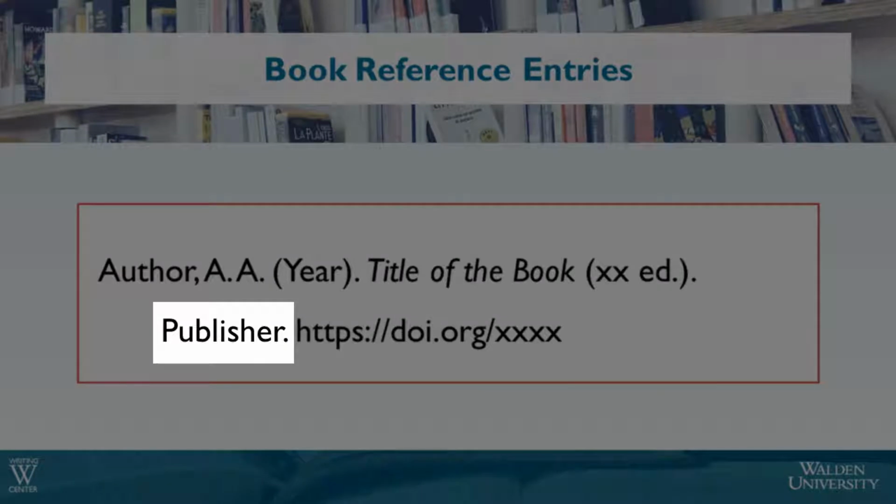Next, include the book's publisher. Note that you'll use the most specific publisher. For example, you might have a larger publishing house that has a smaller imprint that published this book. In that case, you'll include the smaller imprint as the publisher.